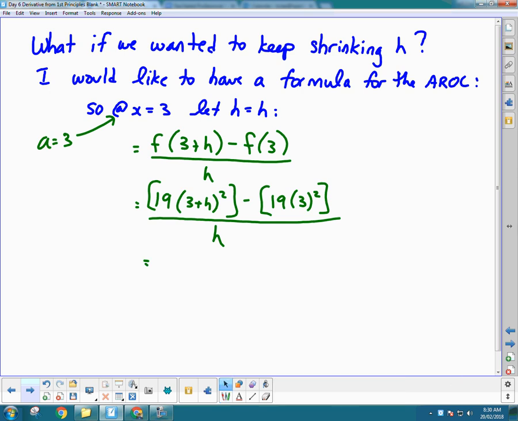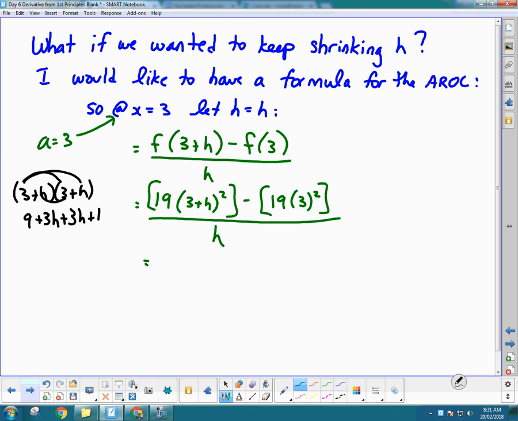All over h. The part of this we have to be careful of is when we square this, 3 plus h. Remember that 3 plus h squared means 3 plus h times 3 plus h. So we don't rainbow just the first one, and then the last one; we have to rainbow everything. So it's 3 squared is 9. 3 times h is 3h, then plus 3h plus h squared. 9 plus 6h plus h squared.